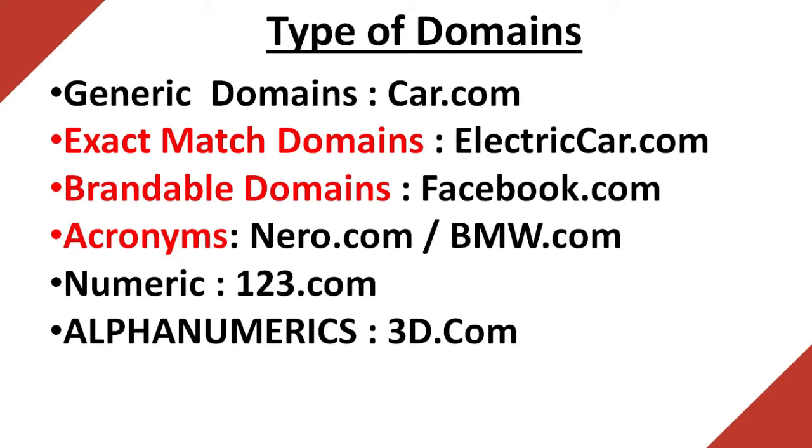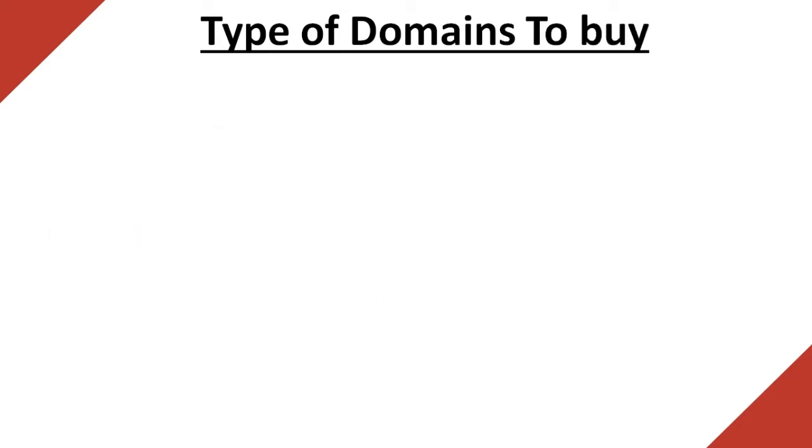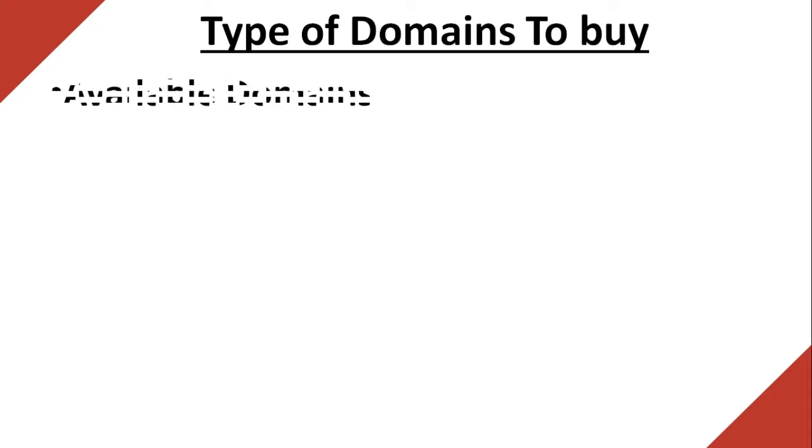Okay, now after seeing the types of domains, we will see the types of domains to buy, which means what domains to buy. Shall we find domains based on prediction, or will we use some other tools? The first type of domains to buy is available domains, which means you search for domains on GoDaddy or Namecheap or any other marketplace or registrar, and you find that the domain is available to buy. You buy it for $10.